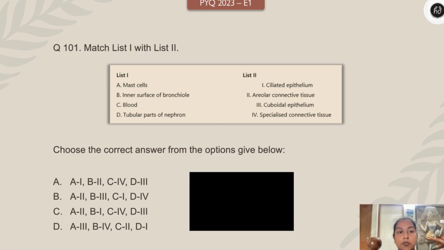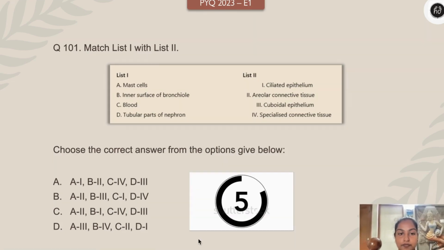Match list 1 and list 2. Mast cells, inner surface of bronchiole, blood, tubular parts of nephron. List 2: ciliated epithelium, areolar connective tissue, cuboidal epithelium, specialized connective tissue. Choose the correct answer from the options below. Your time starts 3, 2, 1 right now.